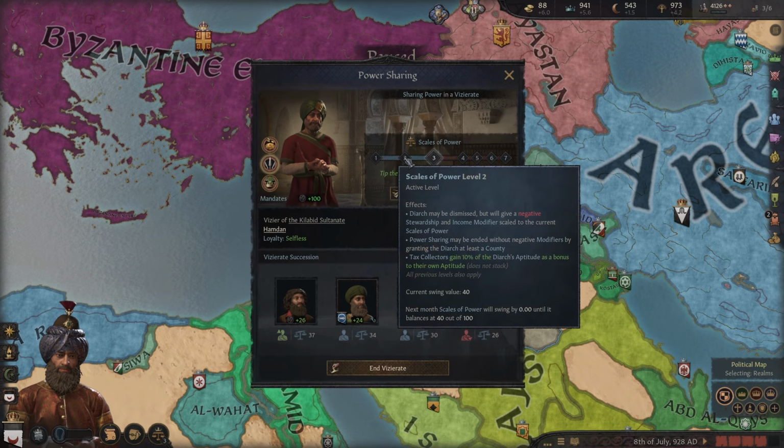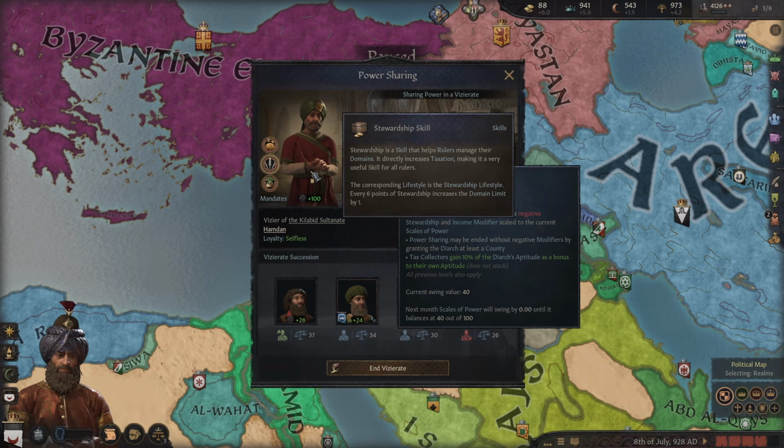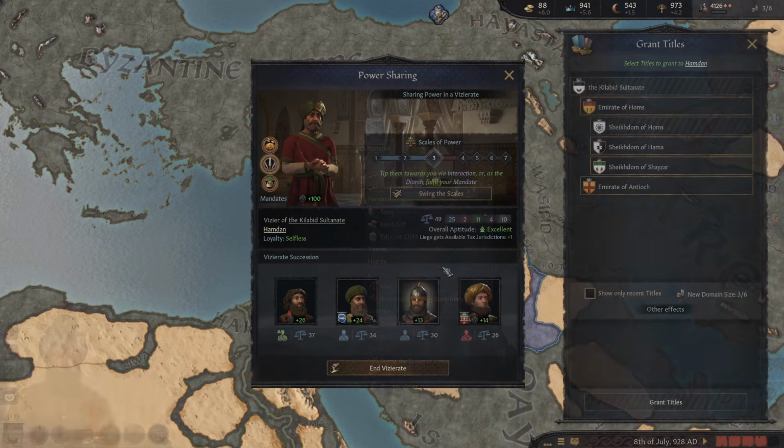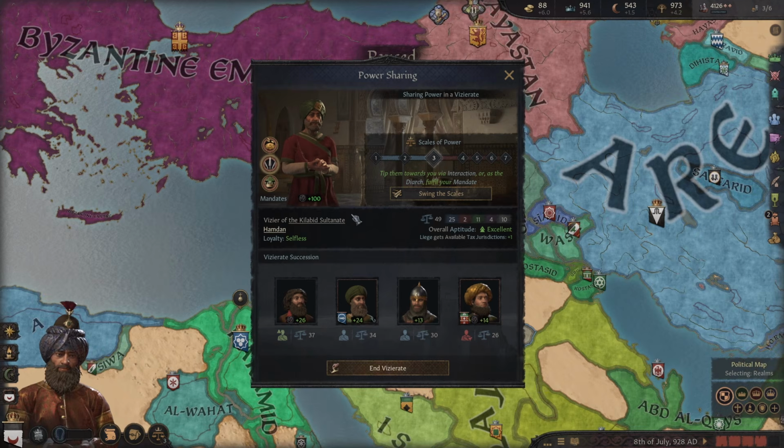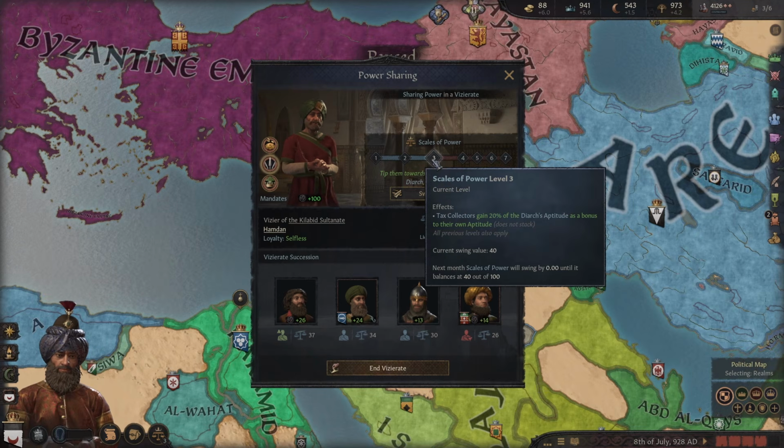At level 2, other tax collectors gain a bonus to their aptitude. But also you get a negative stewardship and income modifier if you dismiss him without giving him at least a county to rule. Since viziers must be barons or landless, giving them a title will automatically remove them as vizier. At level 3, other tax collectors just get a bigger bonus. This is probably the best level to keep the scales of power at, as it gives you the most bonuses without annoying penalties.